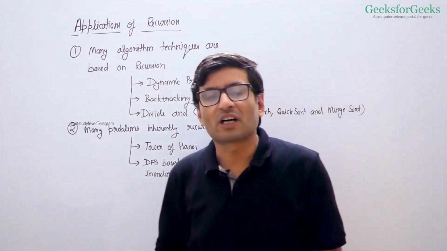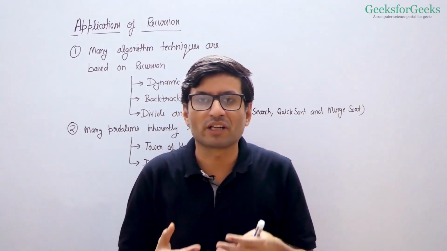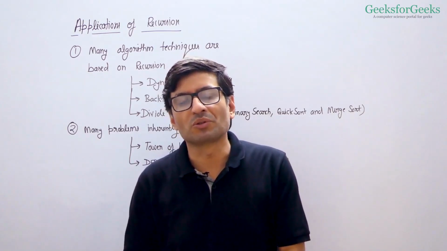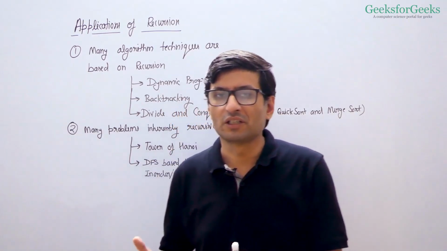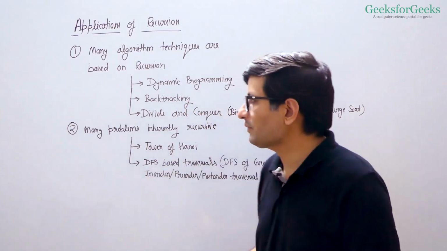Backtracking solutions are inherently recursive in nature. When we are solving a problem like rat in a maze or the n-queen problem, which we are going to study, these problem solutions are generally inherently recursive in nature. It's very easy to write recursive code rather than iterative code.